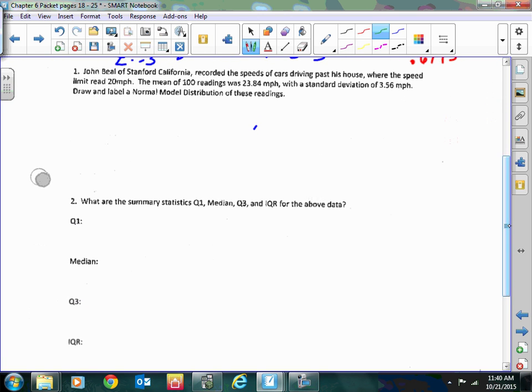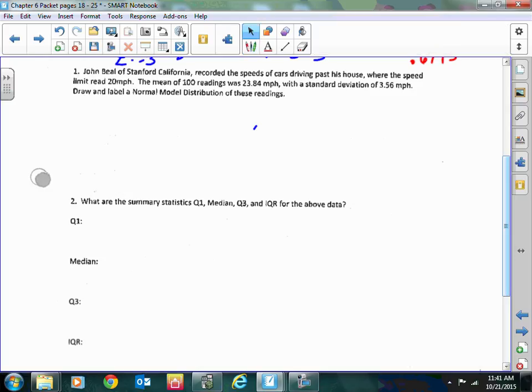Here we go. John Bill of Stanford, California, recorded the speeds of cars driving past his house, where the speed limit read 20 miles per hour. The average reading was 23.84 miles per hour, with a standard deviation of 3.56 miles per hour. Draw and label a normal model distribution of these readings.